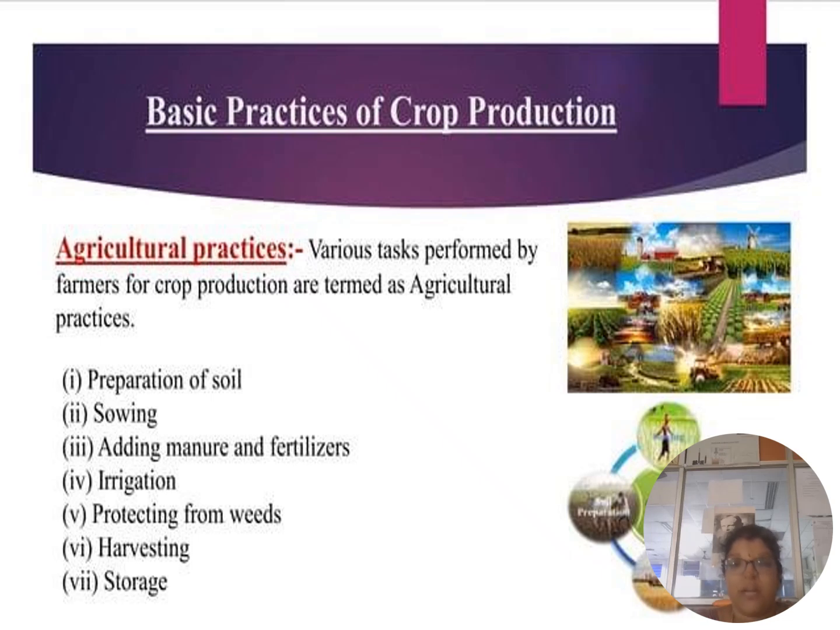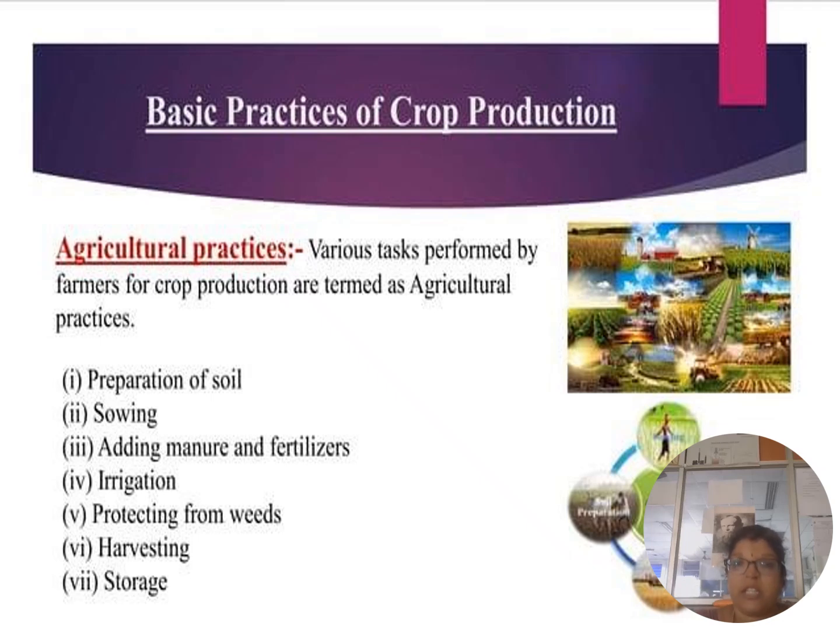They may be from soil preparation, sowing, adding manure and fertilizers, irrigation, protecting the crops from weeds. Weeds are nothing but the plants that are apart from the crops. We know already the list of crops, starting from the field crops, oil seed crops, pulses, sugar crops, fiber crops, etc. But apart from the crops, whatever plants are grown, they are called weeds. So we have to protect the crops from the weeds.